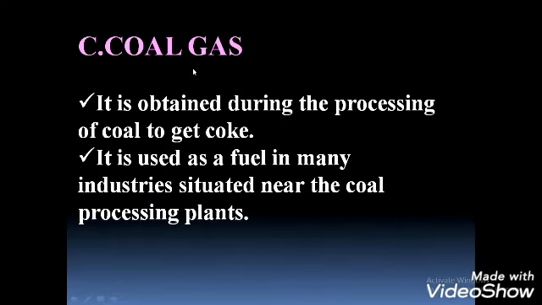Next one, coal gas. It is obtained during the processing of coal to get coke. Second, it is used as a fuel in many industries situated near the coal processing plants. This is about coal gas. Okay, these are the three products obtained from coal. Next, we are going to our second part.